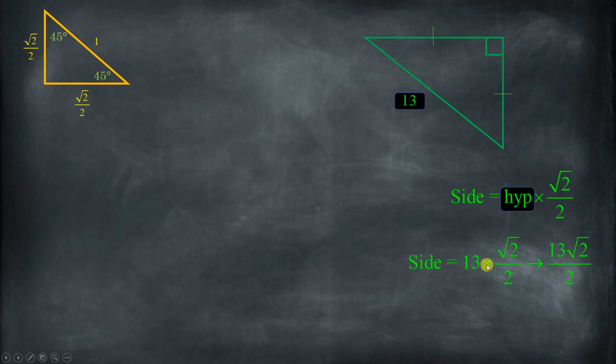Typically, we're not going to write 13 times the fraction square root of 2 over 2. We would typically write 13 times the square root of 2 quantity divided by 2. That's a little simpler to deal with, easier to do arithmetic with, and things along those lines. However, if you left your answer like this, it's probably perfectly okay.